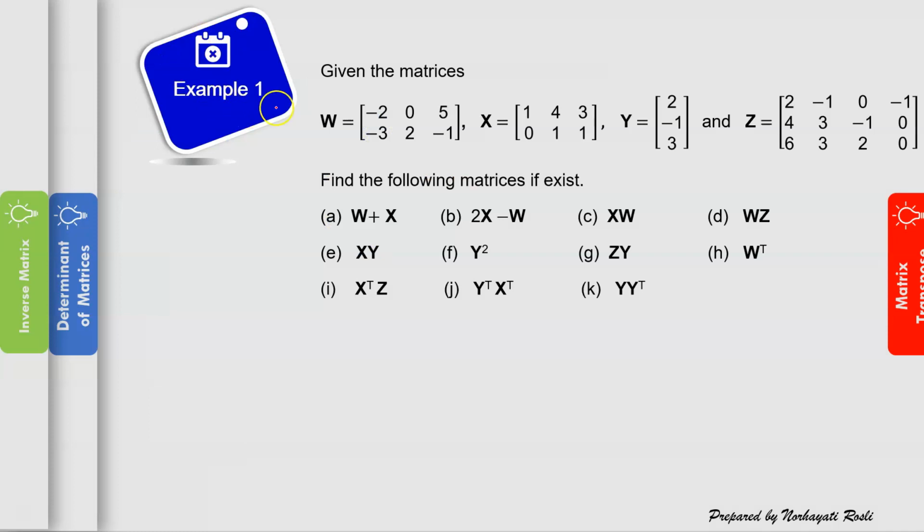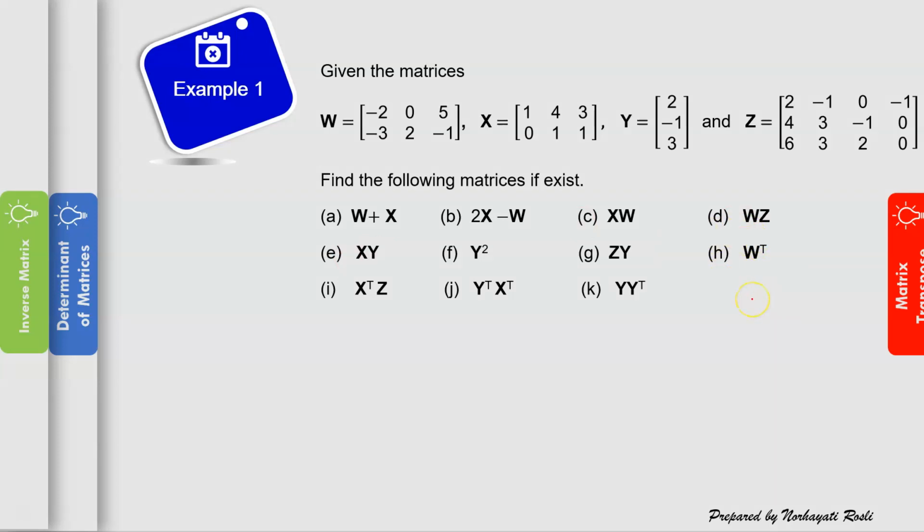Now we go to example 1. Given the matrices W, X, Y, and Z, find the following matrices if they exist. For A up to G, you can do it by yourself because this example is exercises from the previous lecture. But now I will go to H.